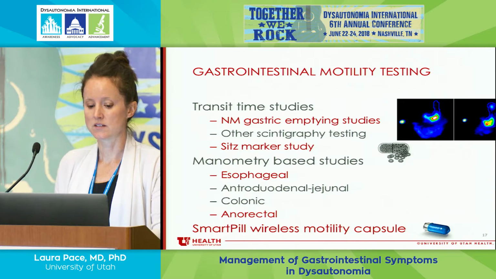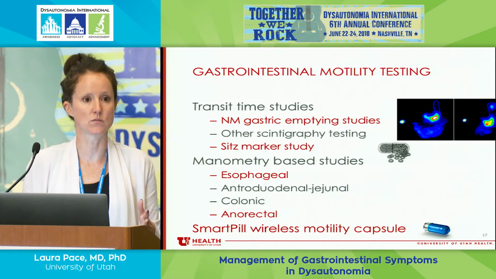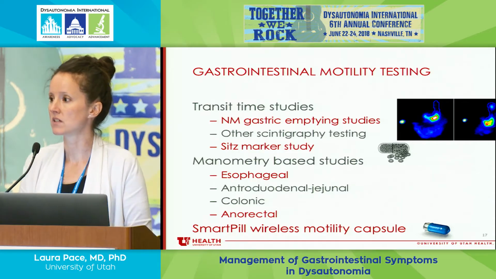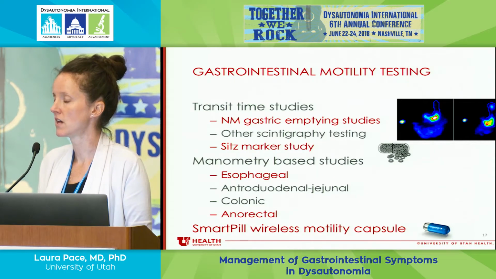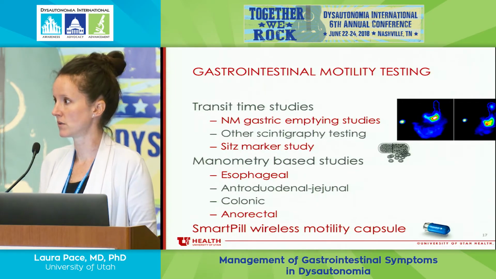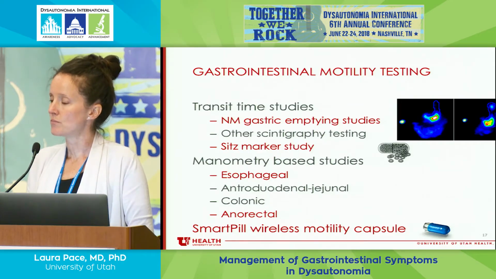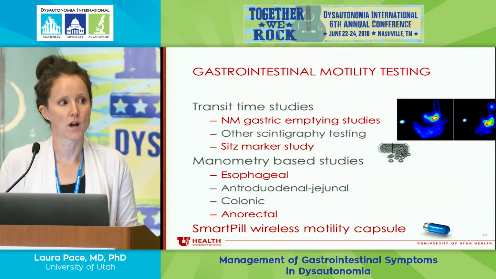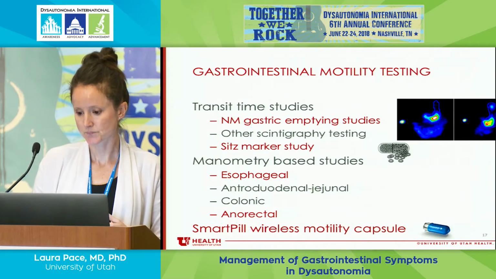I'm going to talk in detail about the SmartPill wireless motility capsule because I actually think this is a really fantastic device because it can give us measurements on intraluminal pressure. It can give us transit time measurements, and I'm going to show you some data a little bit later on that I think it may actually be a replacement for the gold standard of antroduodenal jejunal manometry.